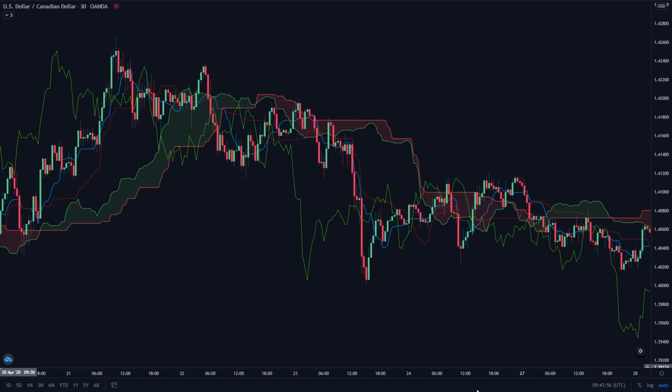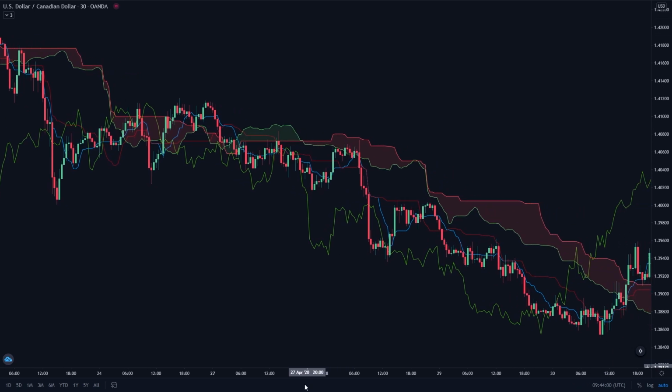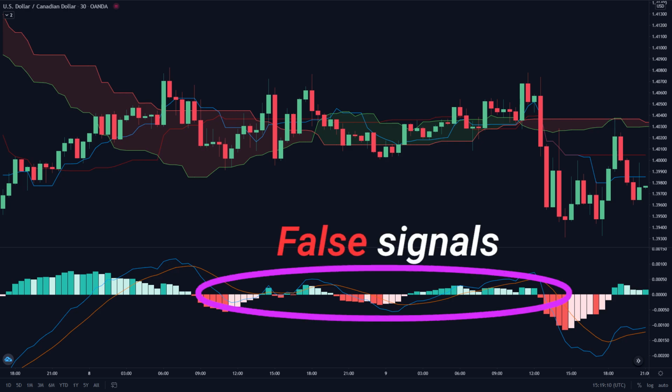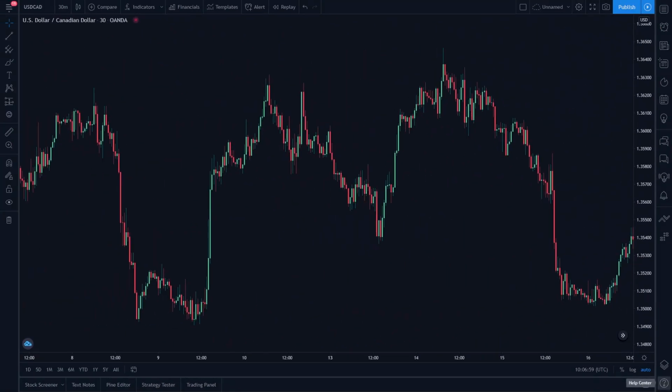So the Ichimoku cloud is an indicator that shows trends and momentum on the market. However, unlike a normal momentum indicator like the MACD crossover that often displays false signals when the market is in a range, the Ichimoku cloud instead filters them out using what's called the Kumo cloud. We'll get to that in a minute.